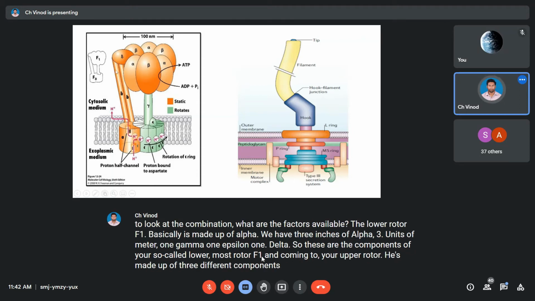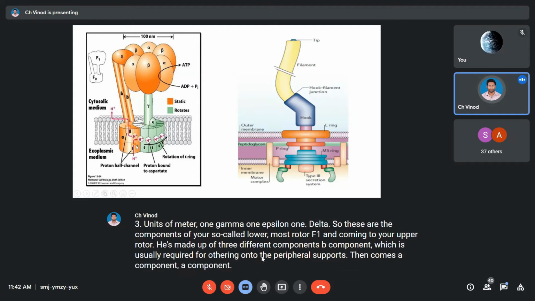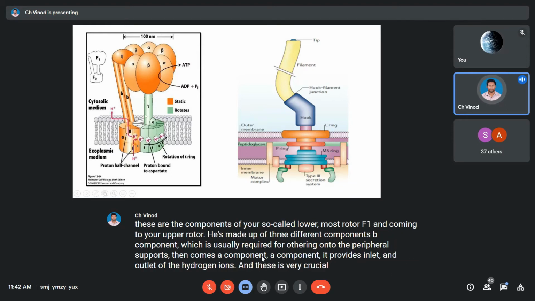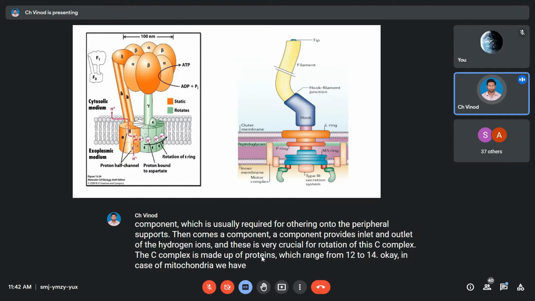B component, which is usually required for adhering onto the peripheral supports. Then comes A component. A component provides inlet and outlet of the hydrogen ions, and this is very crucial for rotation of the C complex. The C complex is made up of proteins which range from 12 to 14. In case of mitochondria, we have 12. In case of chloroplast, we have 14.